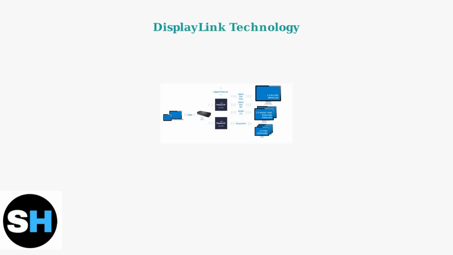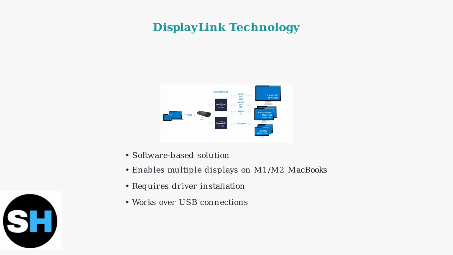The M3 MacBook Air, released in March 2024, offers enhanced display capabilities. It can natively support two external displays simultaneously, but only when the laptop lid is closed. This makes it ideal for desktop setups with dual monitors. For older MacBook Air models with M1 or M2 chips that need multiple displays, DisplayLink technology provides a viable workaround solution. DisplayLink uses software to enable multiple displays over USB connections. While it requires software installation, it allows M1 and M2 MacBook Airs to connect multiple external monitors simultaneously.